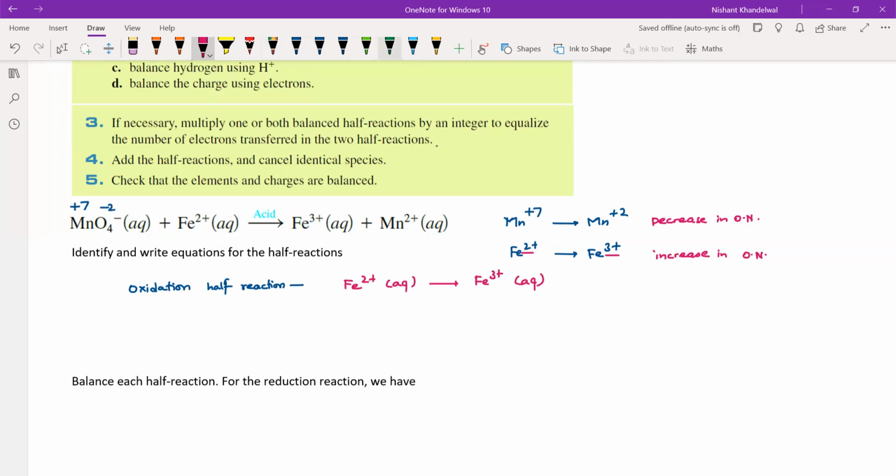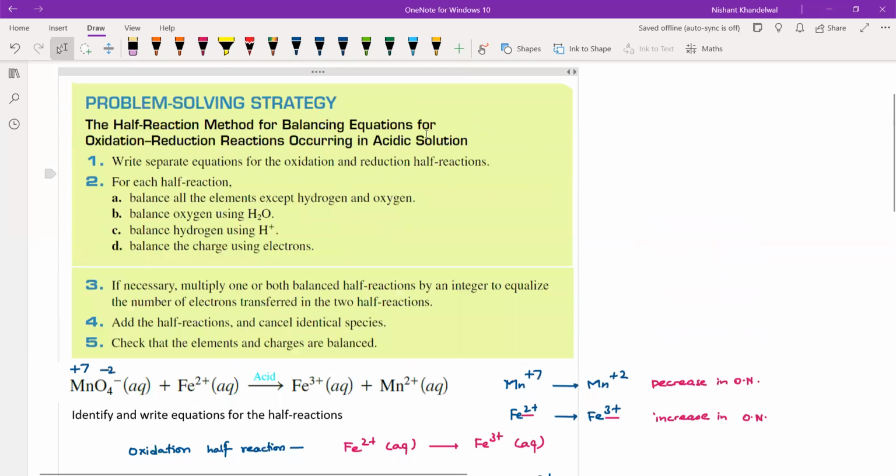The next one is the reduction half reaction. It will be Mn +7 aqueous, or because we get Mn +7 from here, MnO4 minus aqueous, giving Mn2 plus. So this is according to point number one stated above, and we are done with that.